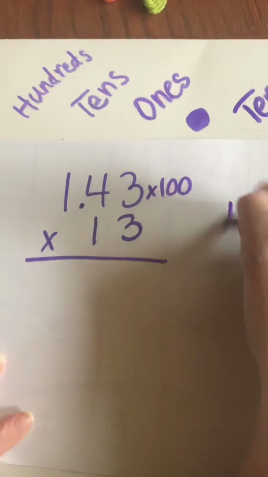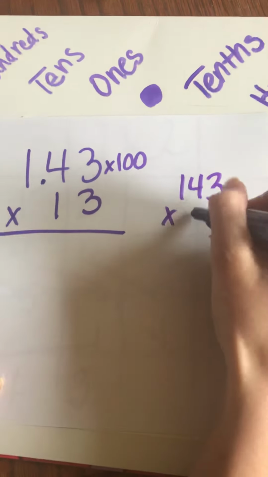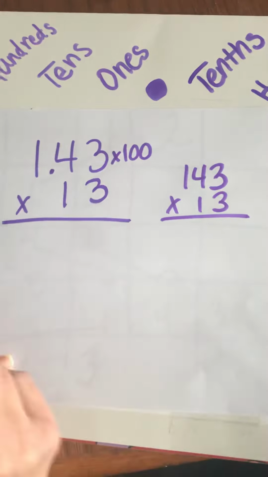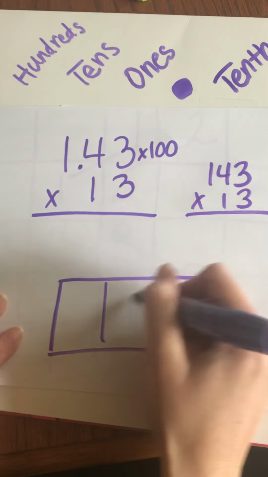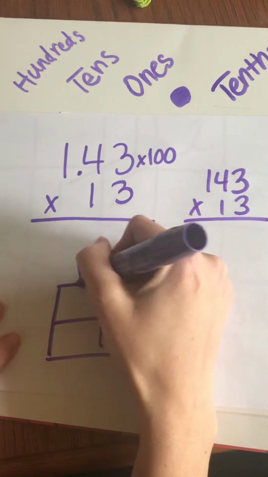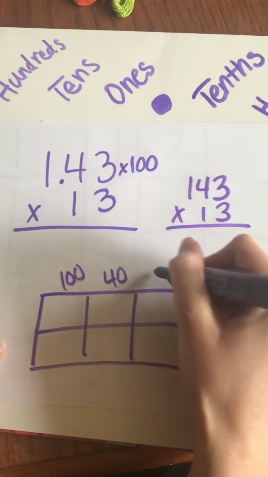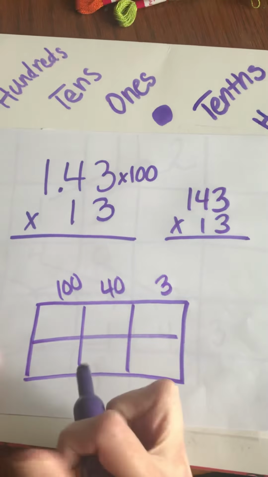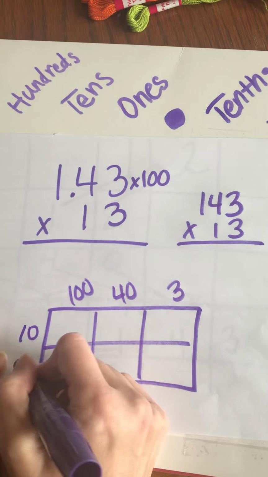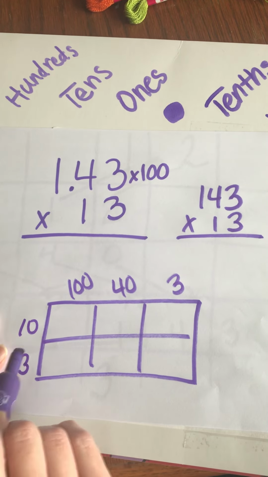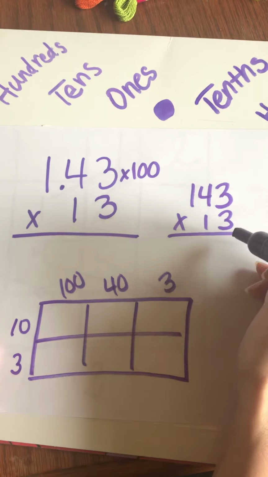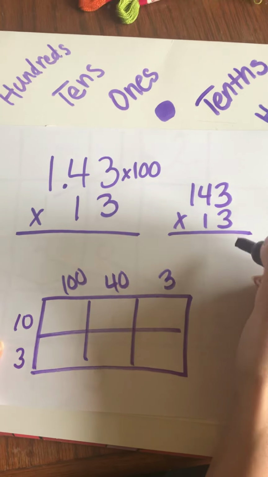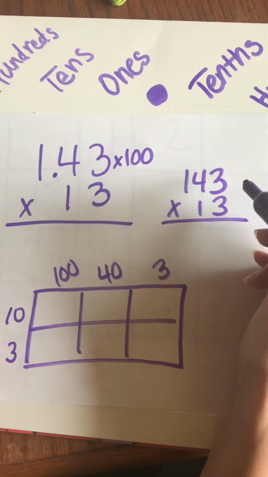So I'm going to now set up another area model. So I'm going to do 143 times 13. So 140 and 3. And then I'm going to multiply that by 13. And if you want to finish out this area model, you can solve it like this. I'm going to go ahead and do the algorithm because we haven't done the algorithm in a while. So I'm going to remind you of how to do the algorithm.